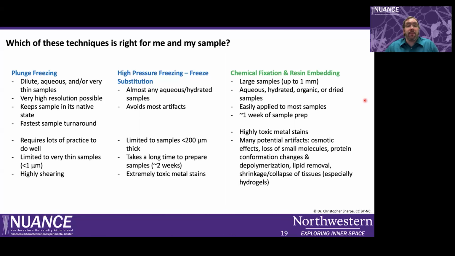The downsides are that it has many of the same highly toxic metal stains as high pressure freezing freeze substitution, and there are a lot of potential artifacts that can happen during chemical fixation and resin embedding, be they osmotic effects, washing out small molecules or your lipids, conformational changes in proteins, or entirely protein depolymerization, and shrinking and collapse of tissues and hydrogels is very common. So it's worth trying before you do high pressure freezing freeze substitution, if only to get an idea of how your protocol works and what artifacts or staining it provides. But it may cause problems that will force you to use high pressure freezing freeze substitution.